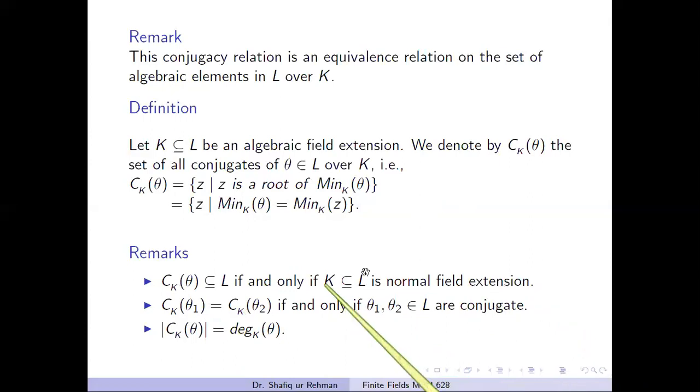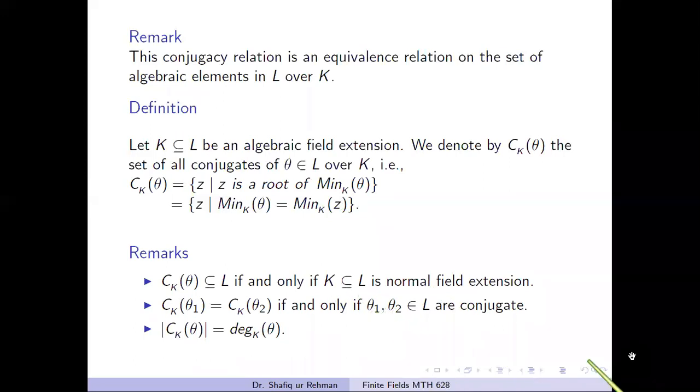What is meant by normal field extension? A field extension is said to be normal if it is algebraic, and if it has one root in the field, then all of its roots belong to the field. Such an extension is called a normal field extension. Because it may be possible that in some cases, we have the minimal polynomial of some elements whose roots do not belong to the field L, maybe their roots lie outside of the field L.